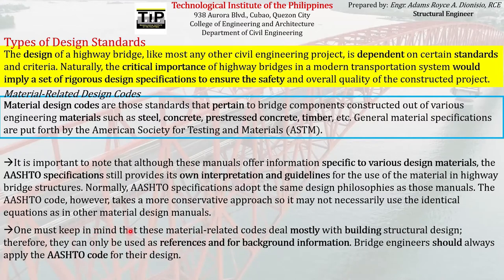One must keep in mind that these material-related codes deal mostly with building structural design. Therefore, they can only be used as references and for background information. Bridge engineers should always apply the AASHTO code for their design. Just like what I've said, whenever we design highway bridge structures, we must always refer to the AASHTO code, because it is the code that specializes in the design of horizontal structures, especially highways and bridges.